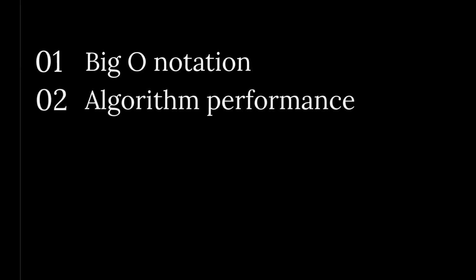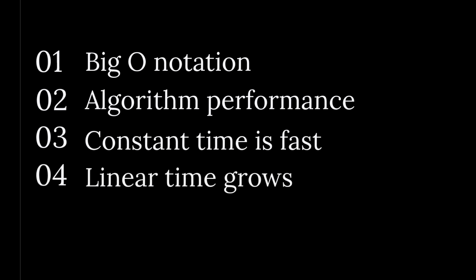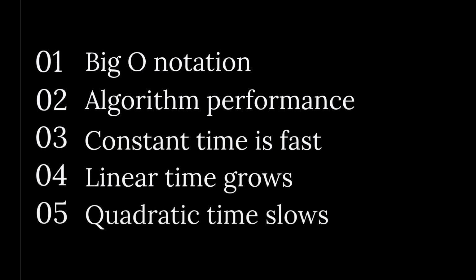Big O notation describes algorithm performance as data grows. Constant time is efficient, while linear time increases with data size. Quadratic time becomes inefficient quickly. Logarithmic time is efficient for large datasets. Understanding Big O helps in choosing efficient solutions.